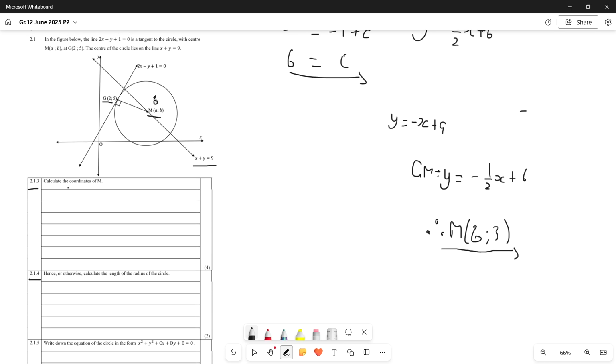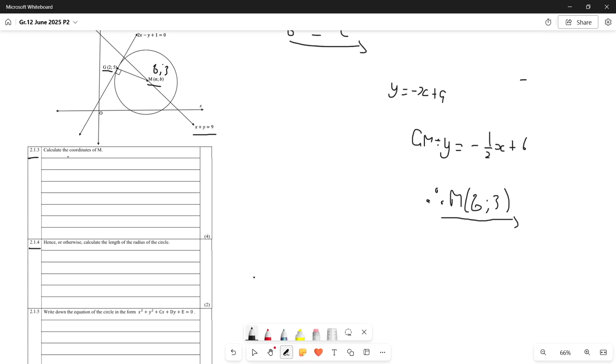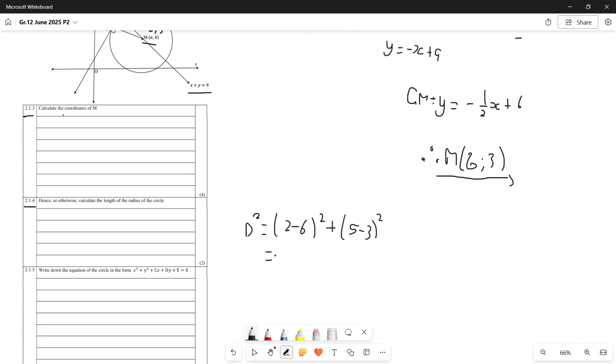So we just calculated A was 6, B was 3, which means we can just do the distance formula for GM, and then we can have the distance, the length of the radius, because GM is the radius of the circle. So then our distance formula, distance squared equals (2 minus 6) squared plus (5 minus 3) squared. And then we're going to solve some values. We're going to square root this as well, so we just have the radius.